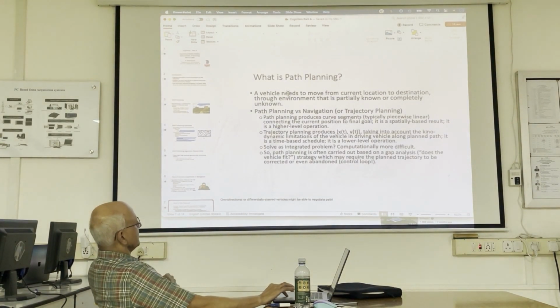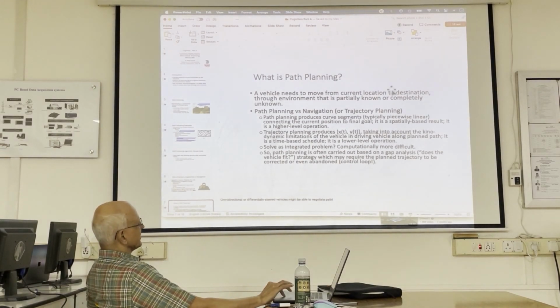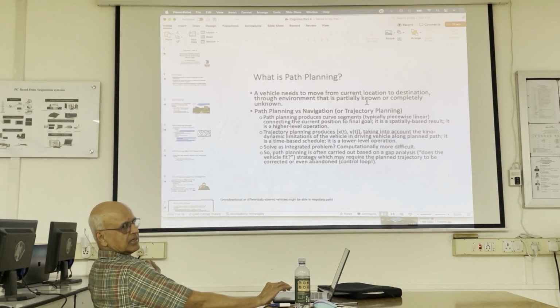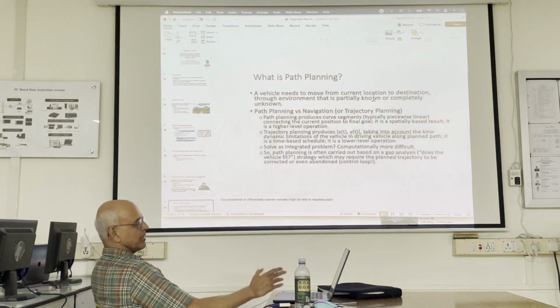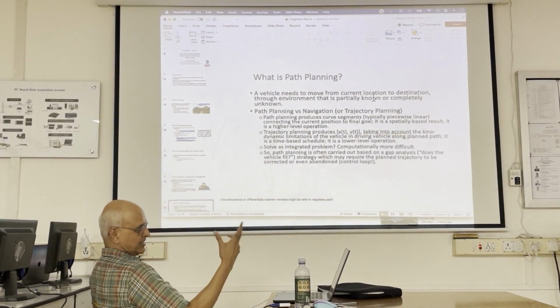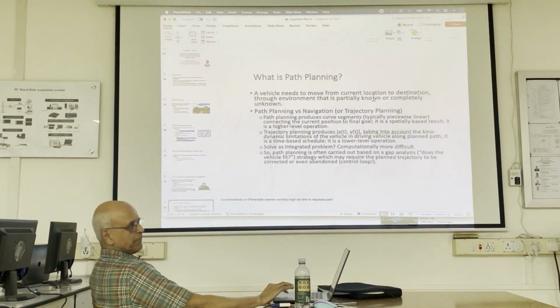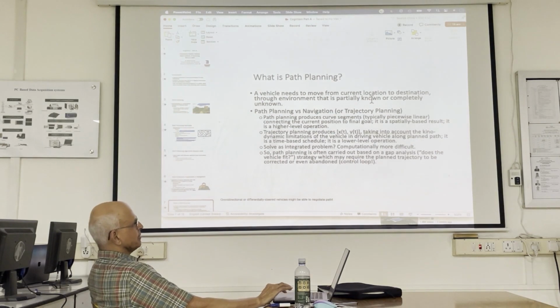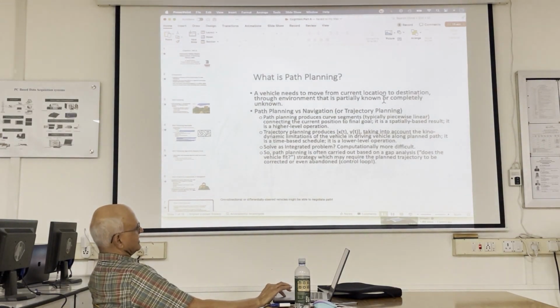Okay, now what is path planning? So a vehicle typically has to move from one location to another, right? A current location to a destination. And it needs to do that through an environment that is partially known or completely unknown. Notice, I don't say fully known. The fully known category is excluded because there's no such situation in the real world where you fully know the map. There's always going to be some changes in the map, people walking across, etc., etc. So it's either partially known or completely unknown.